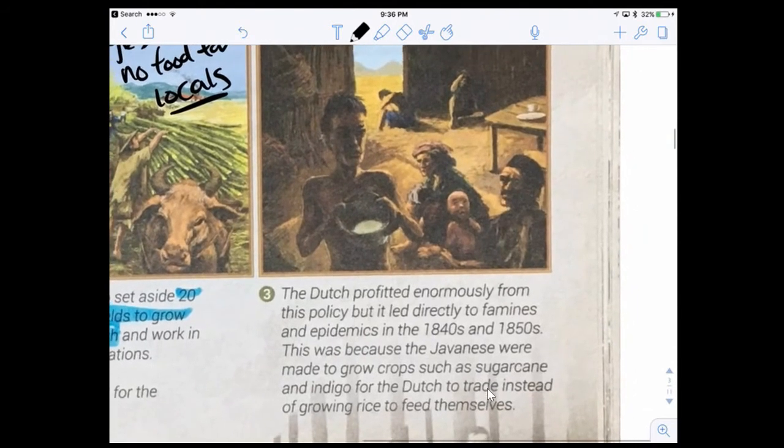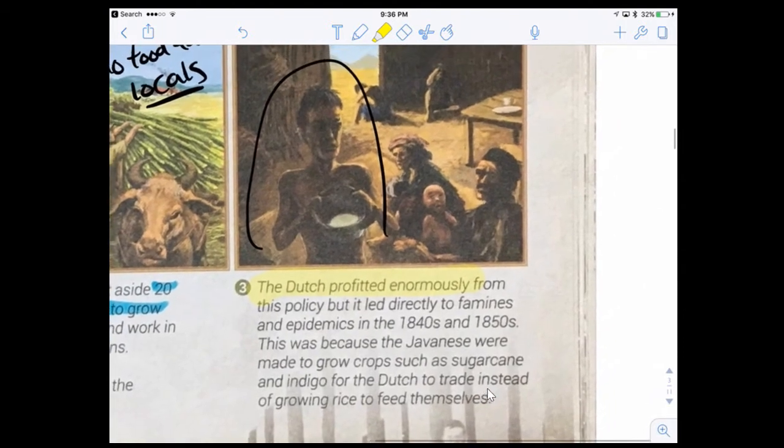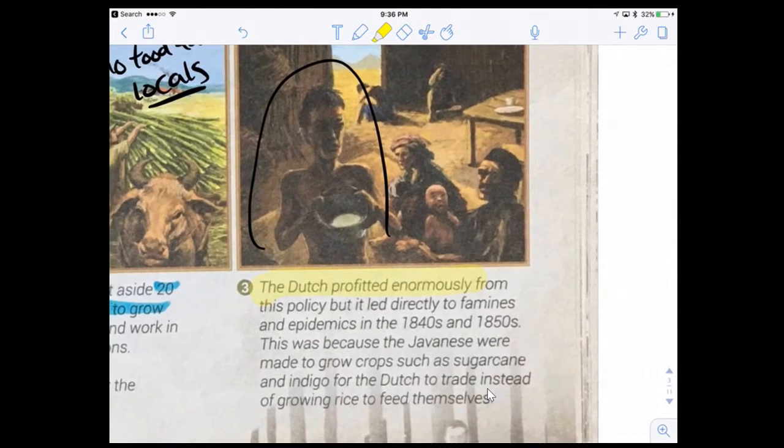So here, what can you see? This guy here, he looks very skinny, right? He looks malnourished because the Dutch have been profiting from everything. All the hard work on their farming has gone to the profiteering of the Dutch. The Dutch profit enormously. So then there's no food for the locals and there's barely enough for everyone.